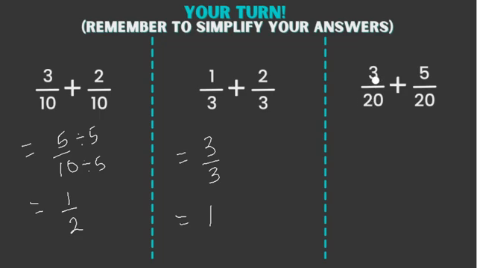And here we have 3 plus 5. This will give us 8 over 20. The denominator remains the same, remember. It needs to be in the simplest form. What other number can divide 8 and 20 apart from 1? 4. So you divide the numerator by 4, the denominator by 4, and you're left with 2 over 5, your final answer in its simplest form.